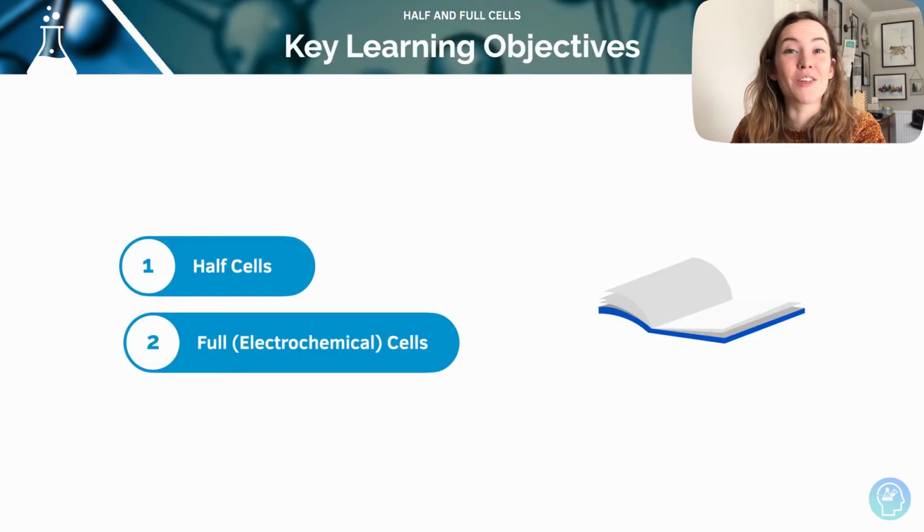Our key learning objectives. Today we're going to look at what half cells are, and then we're also going to take a look at how to make a full electrochemical cell.